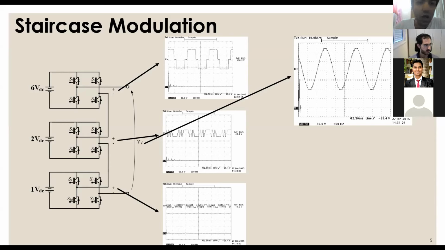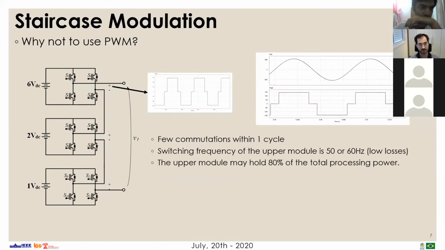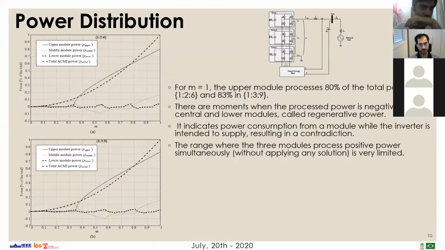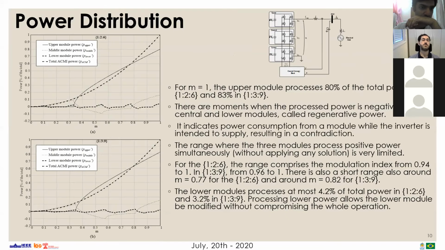How will the modulation index variation of the three modules affect battery charging application? Basically, yes, it's the reverse power flow. When the power flow you are trying to reverse, how will be the modulation index? Let me go to that slide. Let me try to open this slide here. This is something to consider very carefully, that's a challenge of this topology.